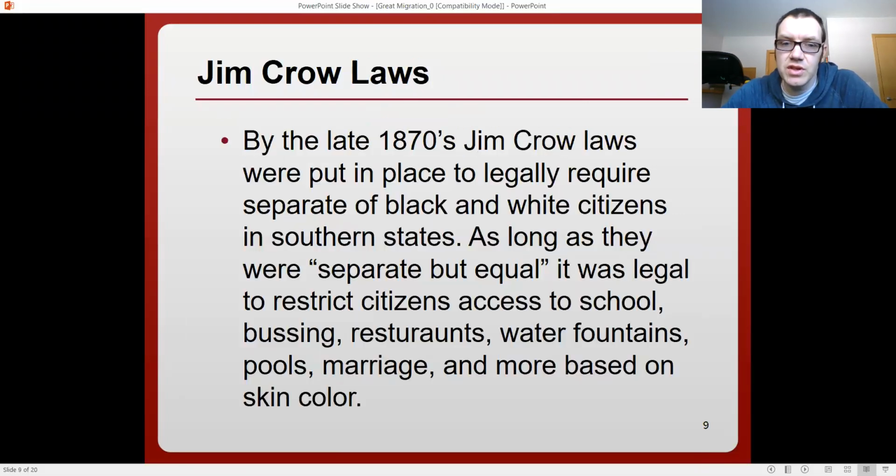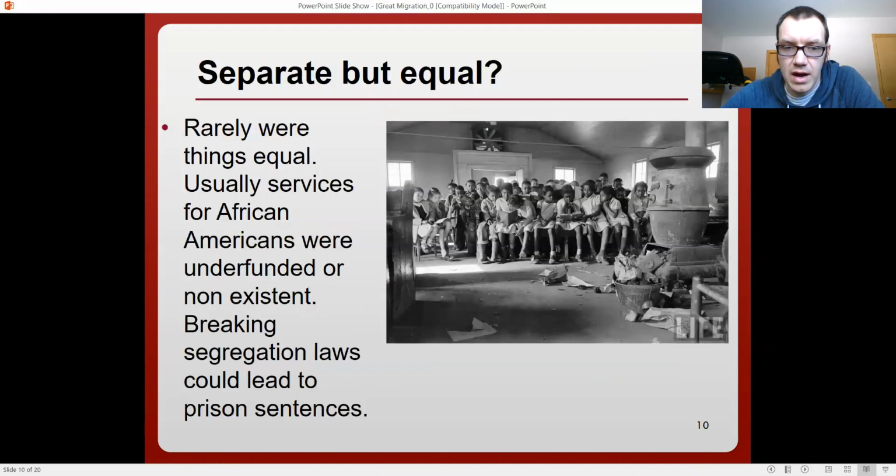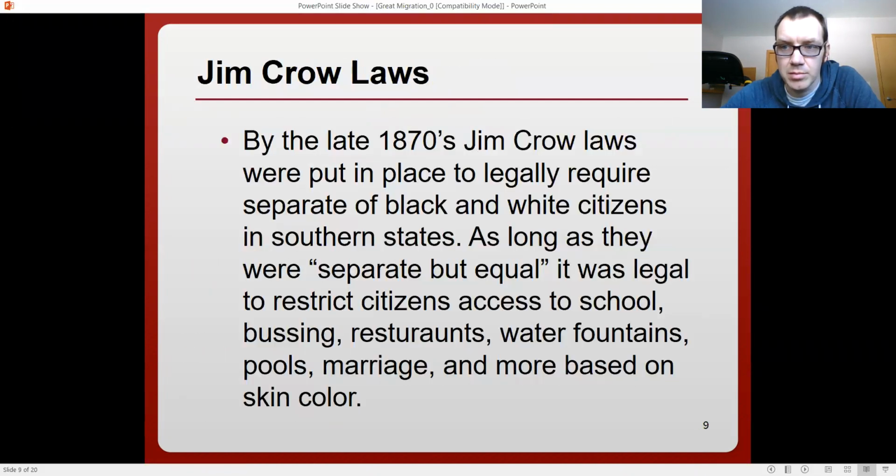By the late 1800s, Jim Crow laws were put in place to legally require separation of black and white citizens in southern states. As long as they were separate but equal, it was legal to restrict citizens' access to school, busing, restaurants, water fountains, pools, marriage, and more based on skin color. So I legally don't have the right to marry a black woman in the South under Jim Crow laws. If you're black, you can't swim in the white pool, even if it's the only pool in your school. You can't drink from the same water fountain. You can't ride in the same section of the bus. And none of this was equal.